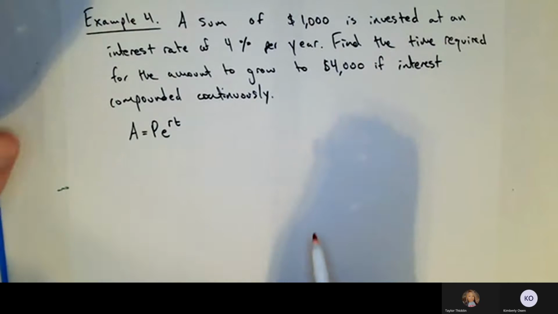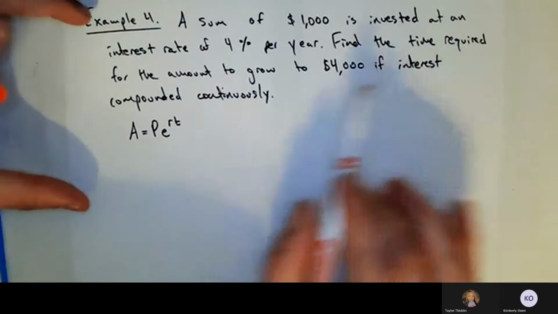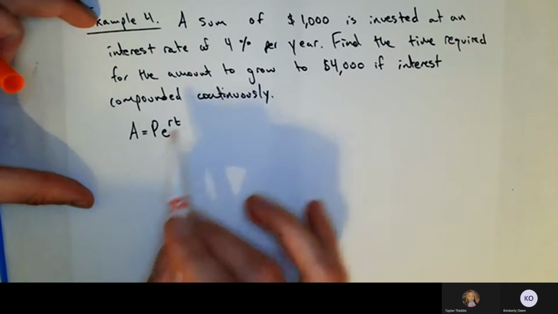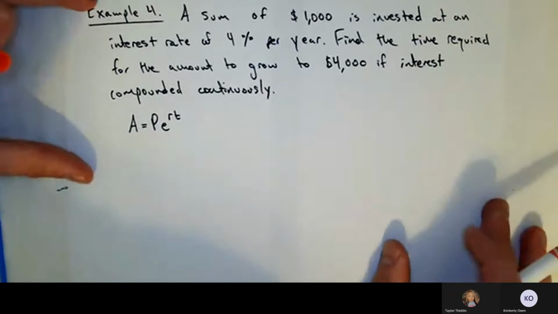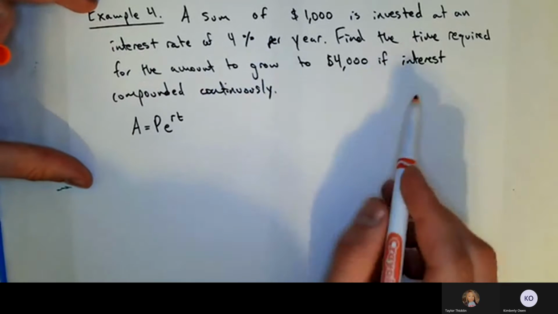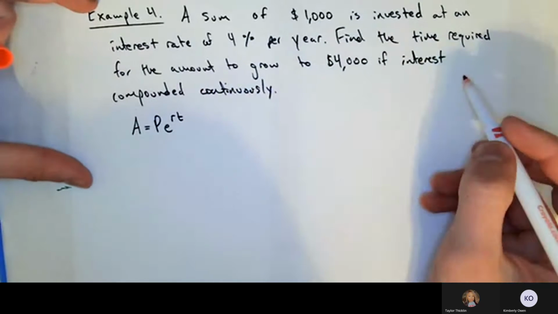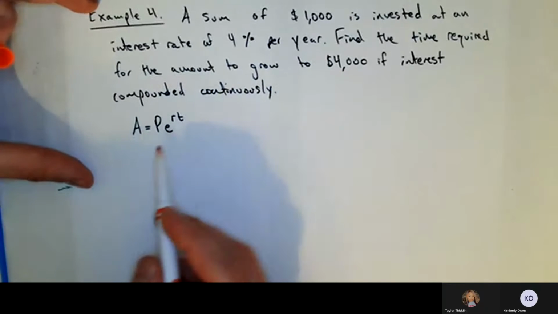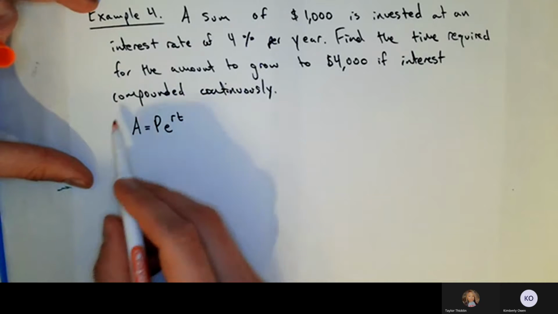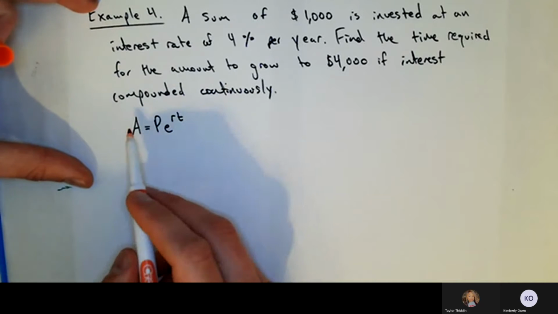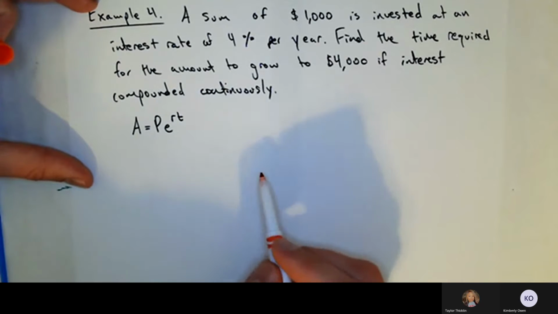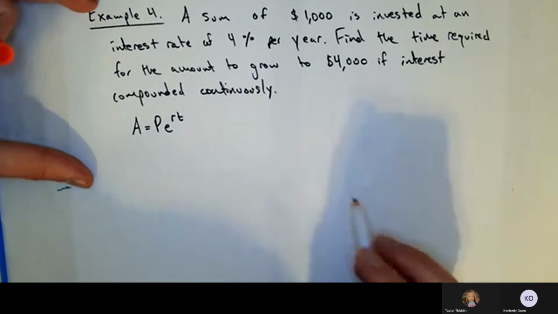Okay, so here we go. We want to find the time required. So we're solving for t. t is up in the exponent position. To me, that's telling me that we're going to have to get a log involved. For the amount to grow to $4,000. And by the way, interest compounded continuously. That's why I'm using the continuously compounded interest formula. Because recall, there's another formula where it's not compounded continuously. It's P times (1 plus r over n) raised to the nt, a different formula.